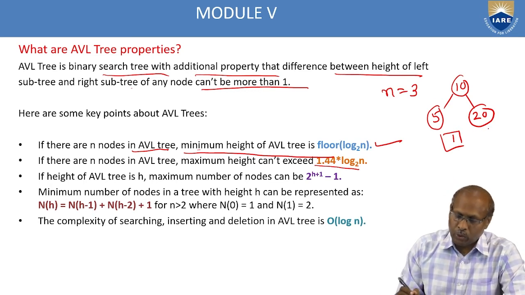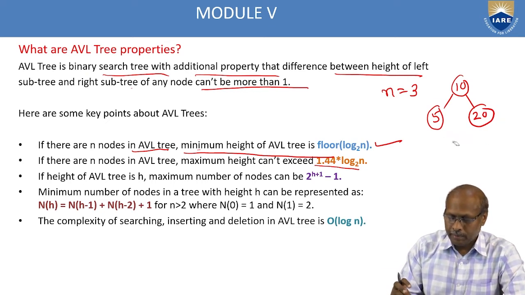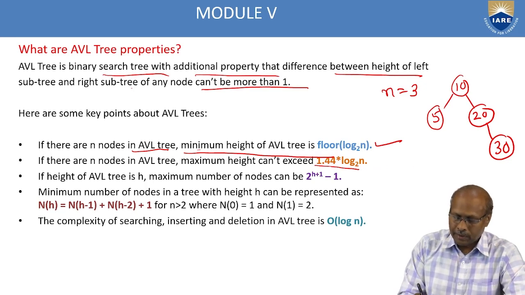Whereas when there are 4 nodes, how will you arrange? For example, I am having value 30. So I can arrange this way. If I calculate the maximum height, you apply 1.44 log n base 2. So 1.44 into log 4 base 2, which is 2. So that means how much? Near about 2. So height is 2.